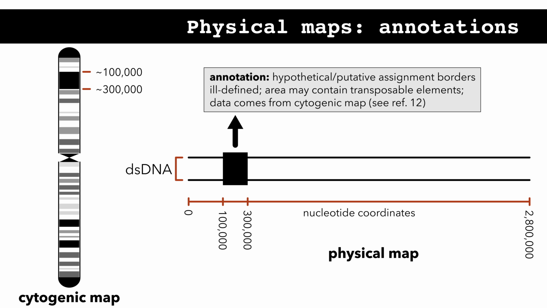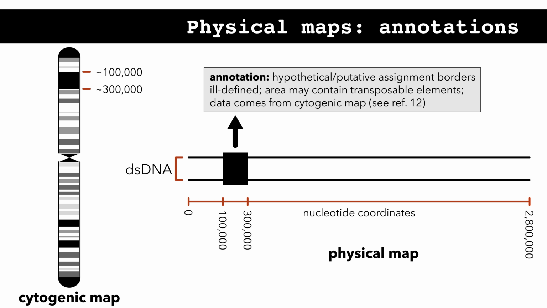Because this band represents about 200,000 base pairs of highly condensed heterochromatin, and it's not on the ends, nor is it a waist-like constriction, then it's possible this area contains transposable elements. So we could go to our physical map, highlight region 100,000 through 300,000, and add an annotation, saying this area likely contains elements associated with ultra-compacted heterochromatin, like transposable elements.